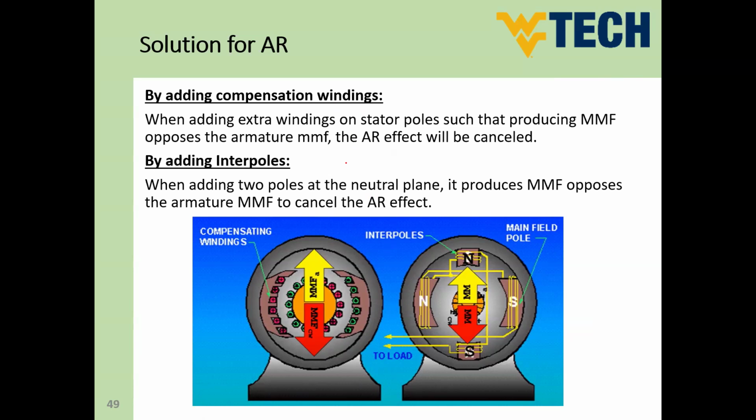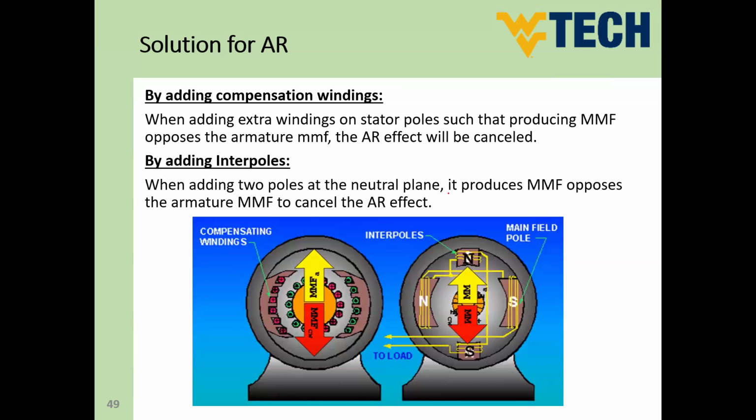Another way is to use what are called interpoles. Interpoles means adding two poles at the neutral plane. At this neutral plane, the poles will also produce an MMF to oppose the armature MMF and cancel the armature reaction.